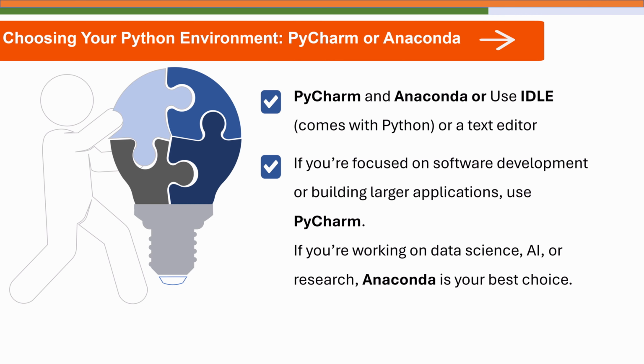Here's a simple rule of thumb: if you are focused on software development or building large applications, use PyCharm. If you are working on data science, AI, or research, then Anaconda is your best choice. Whichever you use, both of them make Python code easier, faster, and much more organized.